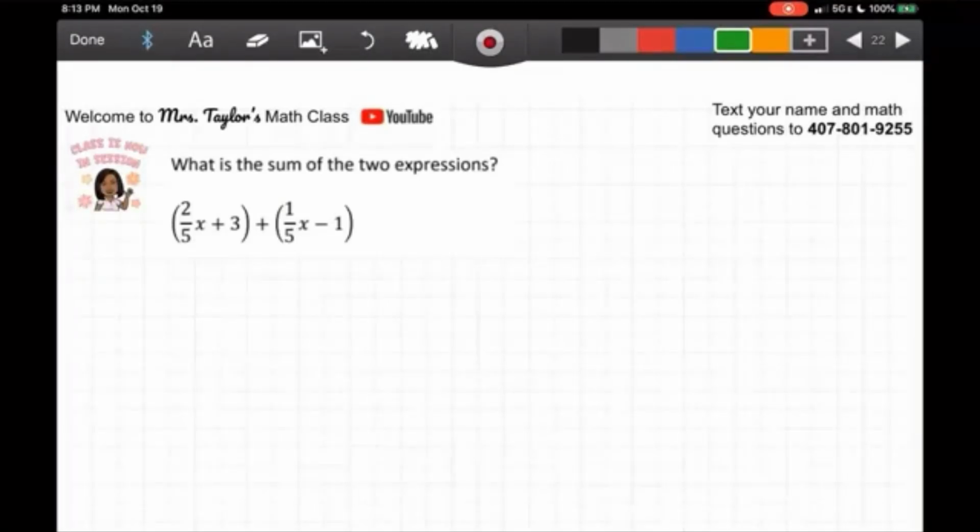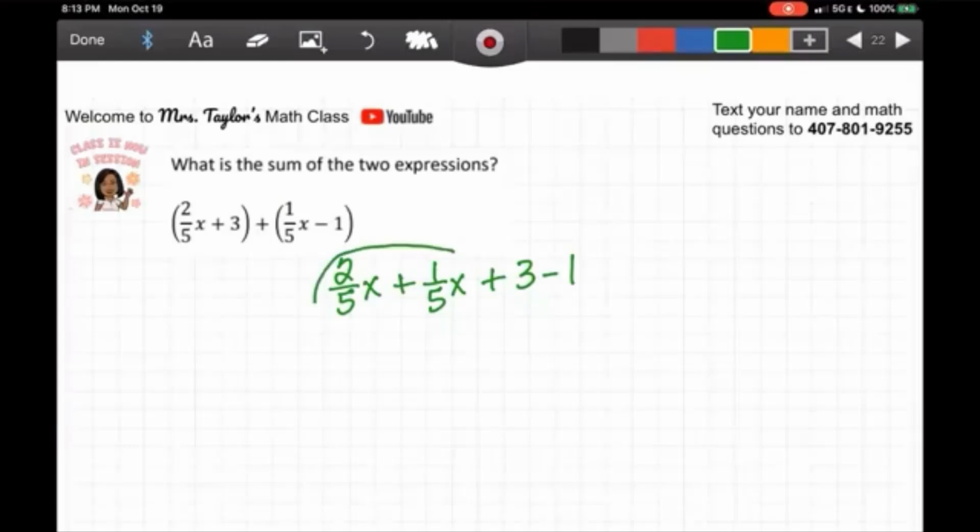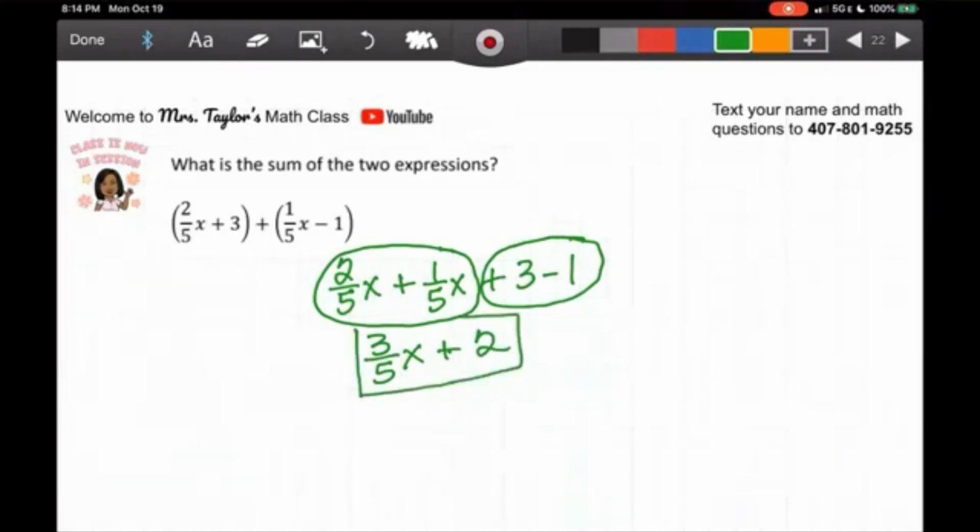So it says, what is the sum of the two expressions? So let's just add them together. So right here, you would need to combine like terms. So let's rewrite the question to put our terms together. So 2/5 x plus 1/5 x plus 3 minus 1. These terms are like terms because they have a variable, and the variables have the same exponent. So you can just add them together. And these two are like terms because they're just constants. So this is going to be 3/5 x, and this is going to be 2, and that's going to be your sum. All right, let's keep going.